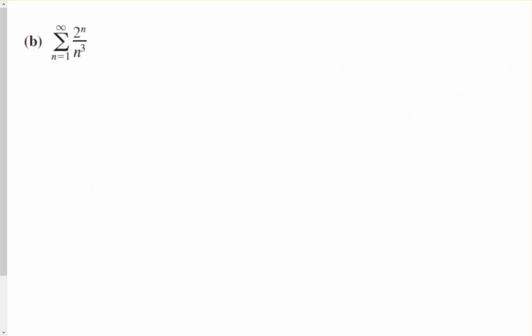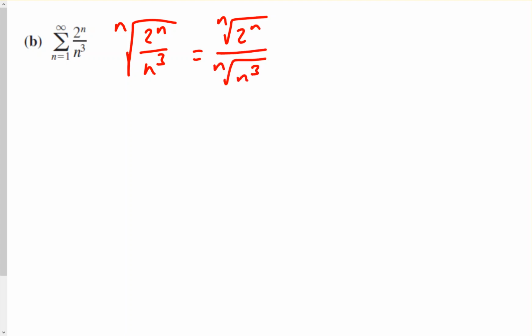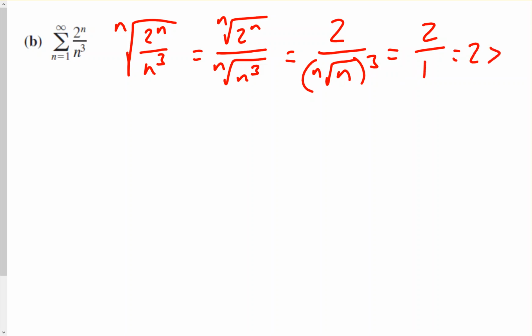Let's take a look at another example. Here let's do the nth root test on 2 to the n over n cubed. So the nth root of 2 to the n over the nth root of n cubed. For the top, this will become 2, right? The nth root of 2 to the n is just plain 2. And on the bottom, this will be the nth root of n cubed. Again, as we take the limit as n goes to infinity, the nth root of n becomes 1. So this becomes 2, which is bigger than 1, which means that this would be divergent. So this diverges by the root test.